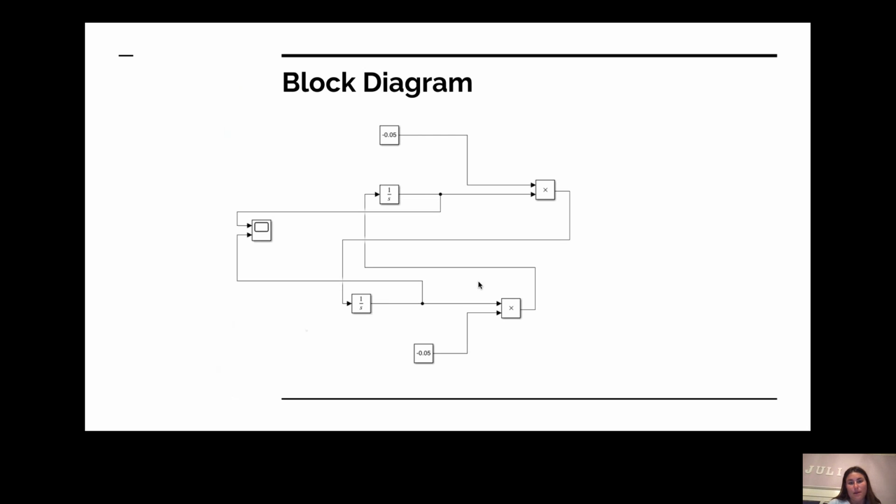And this is our block diagram. As you can see, we have negative 0.05, and we have the integrators and the scope to generate those diagrams that you saw in the presentation.